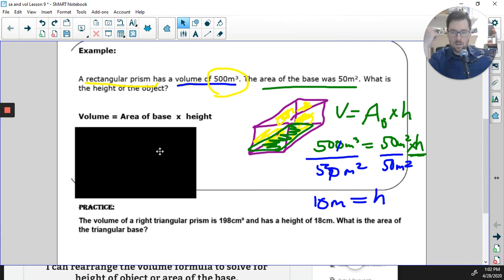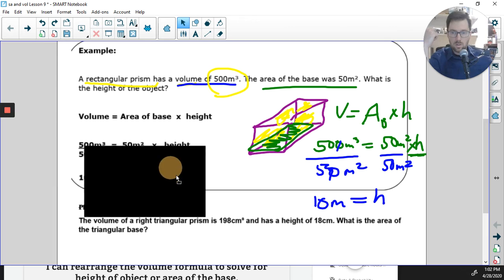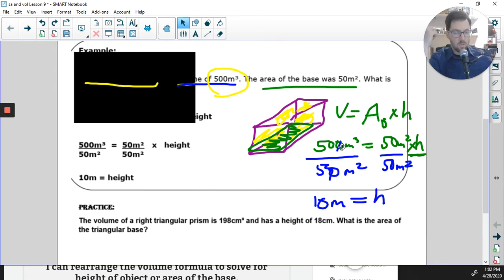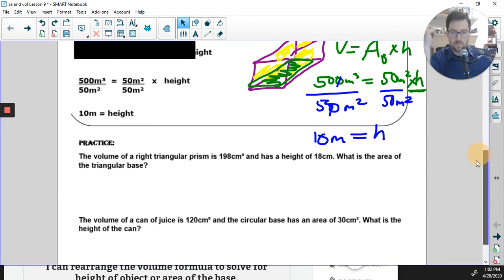Let's slide this out of the way and see how we did. Oh, look at that. Geniuses. All right, so 10 meters equals the height. The other way that you know the answer is because height is only measured in meters. So you don't need to get rid of it, but that's how we can think of doing it.